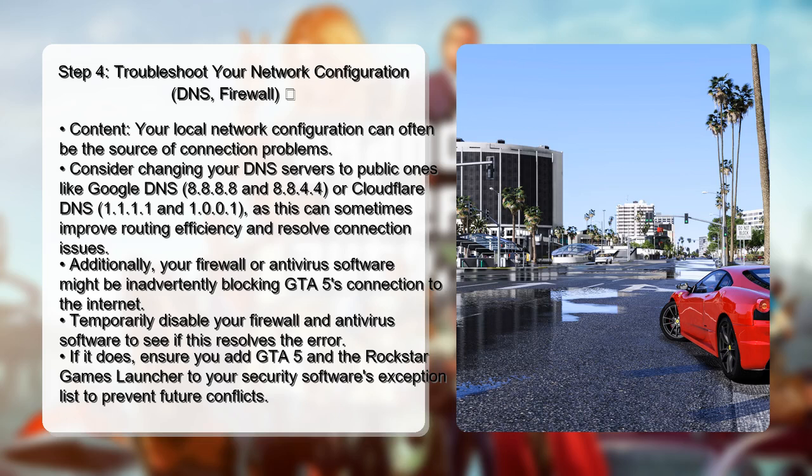Step four: troubleshoot your network configuration and firewall. Your local network configuration can often be the source of connection problems. Consider changing your DNS servers to public ones like Google and or Cloudflare, as this can sometimes improve routing efficiency and resolve connection issues.